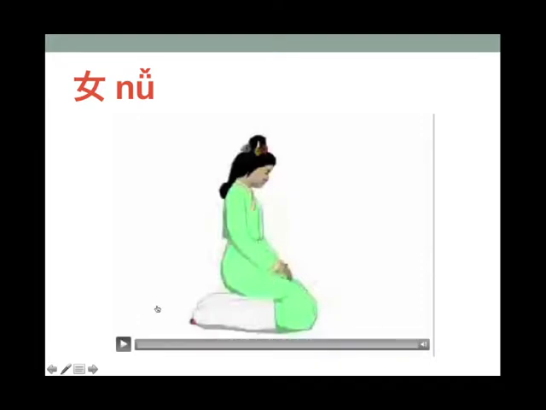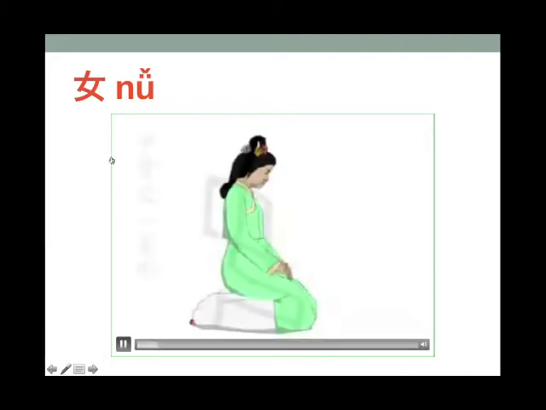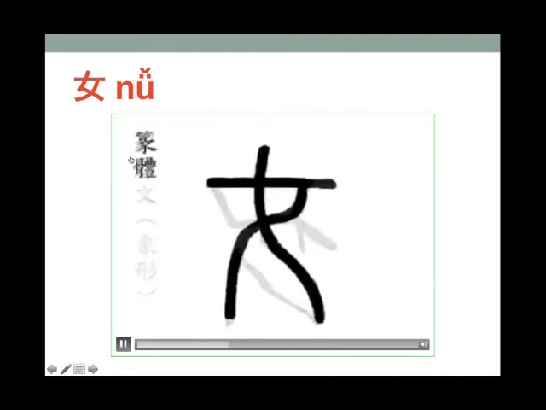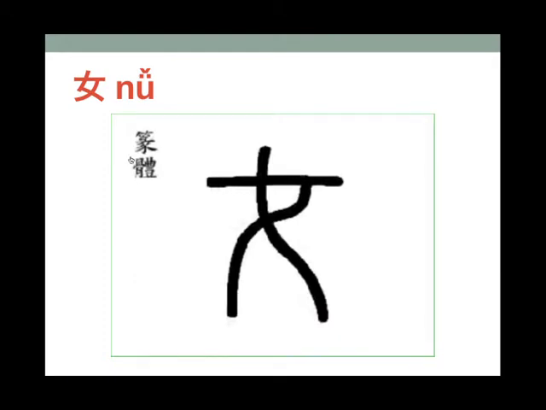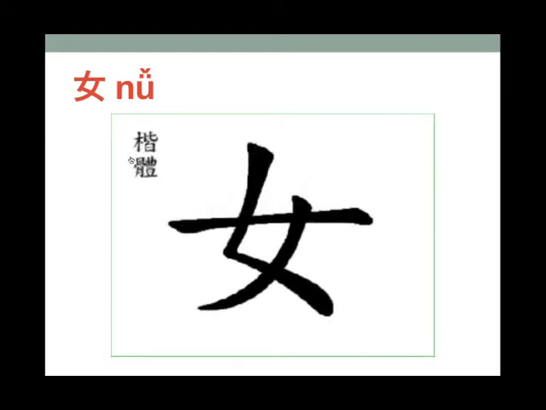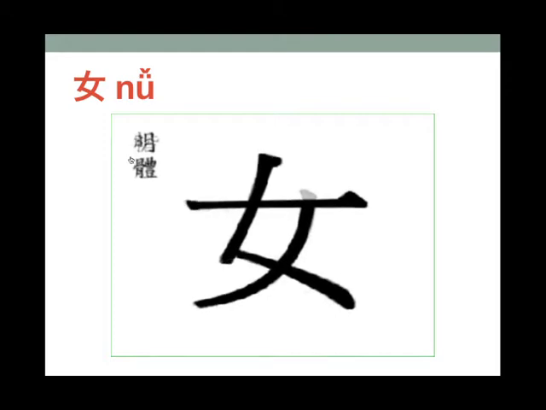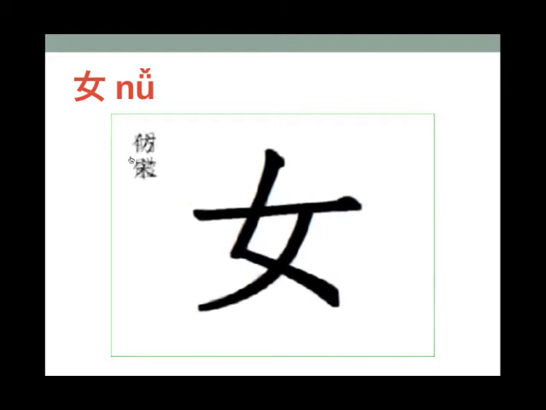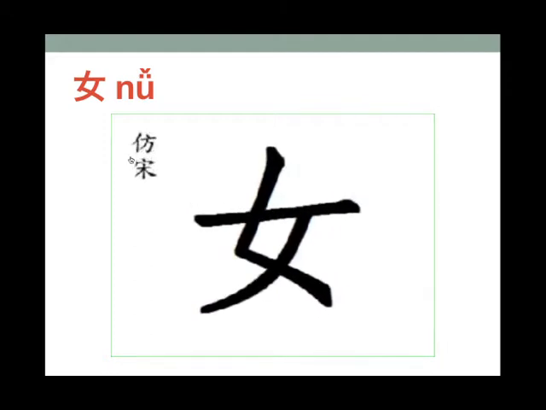Another example of a pictographic character is nü, which means woman. This is Jiaguwen, the original tortoise shell script. Originally, Chinese characters, before China even existed, were written on tortoise shells and the scapula bones from cows and were used for divination. Not the characters were used for divination, but the bones, the way that the bones cracked when they were heated in a fire was used for divination.